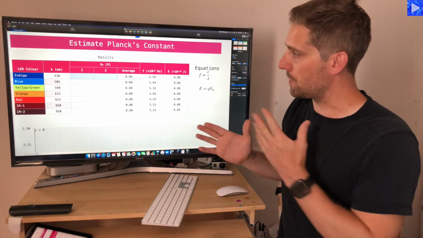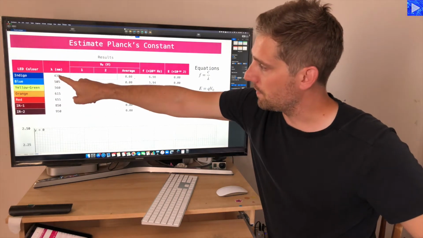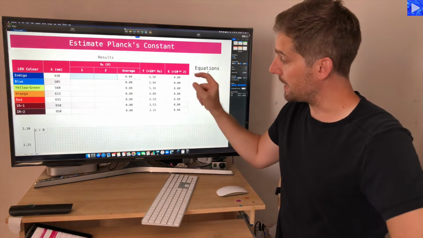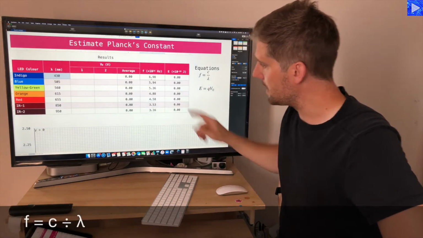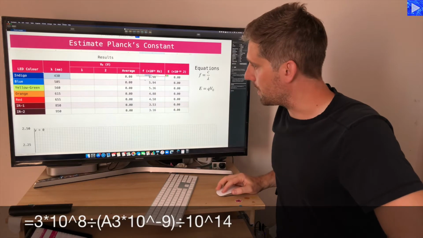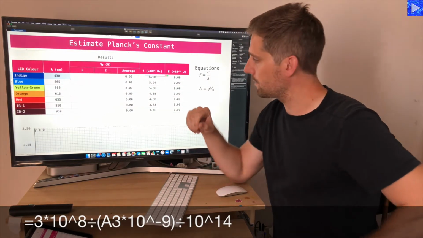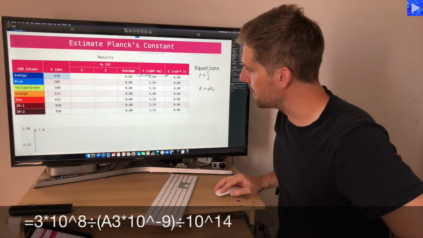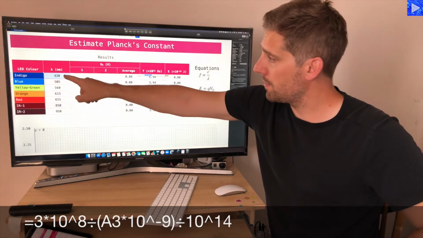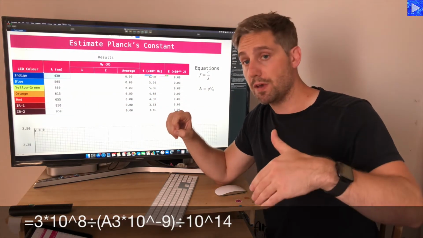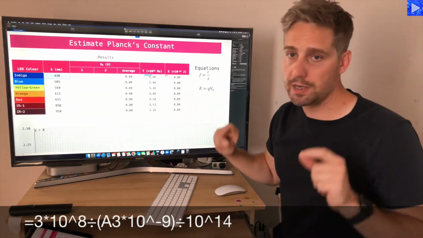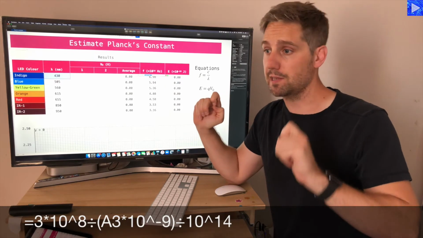So what do we do with the numbers? The first thing I'll calculate is, from the wavelength, the frequency of the photons being emitted by that LED. If I go into this cell here, in the frequency column, it's probably a bit hard to see on the screen, but it's 3 times 10 to the power of 8, the speed of light, divided by the wavelength. But remember the wavelength is in nanometers, so I need to convert that into metres. So in brackets I'm doing this cell value multiplied by 10 to the minus 9.